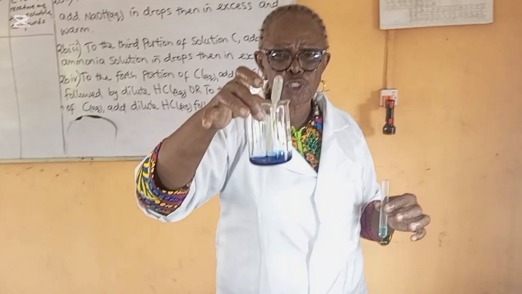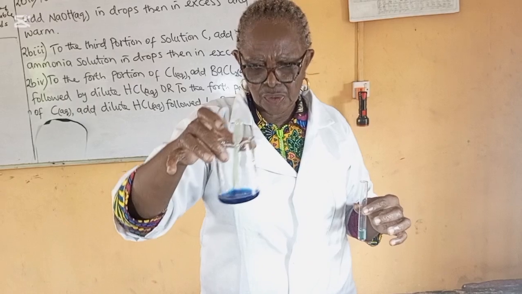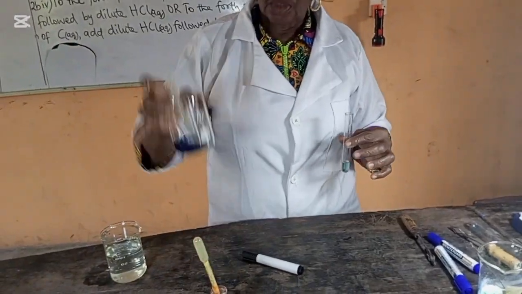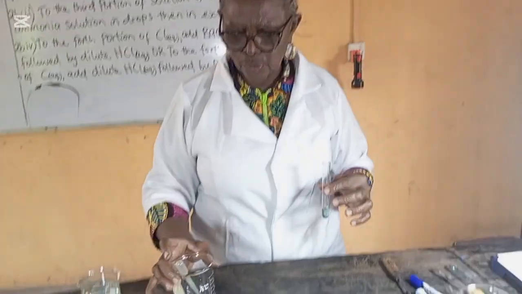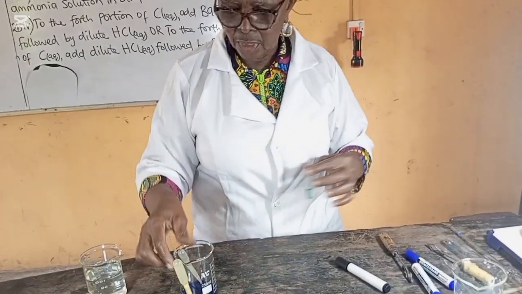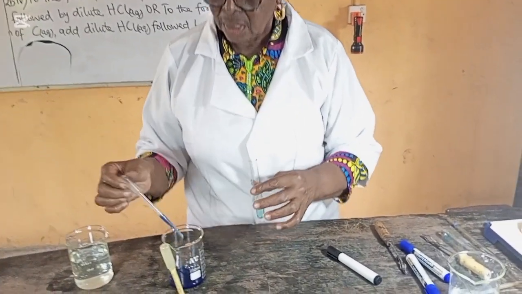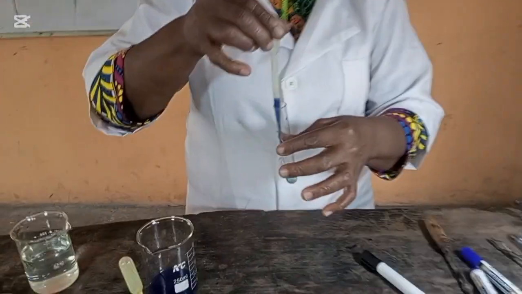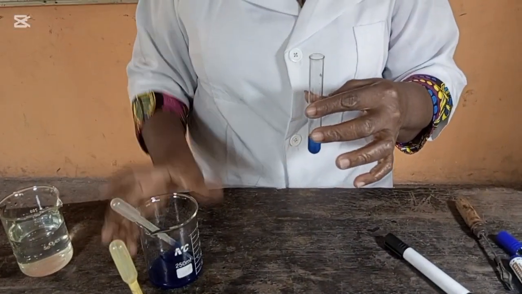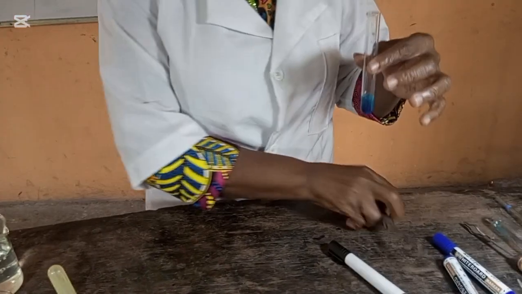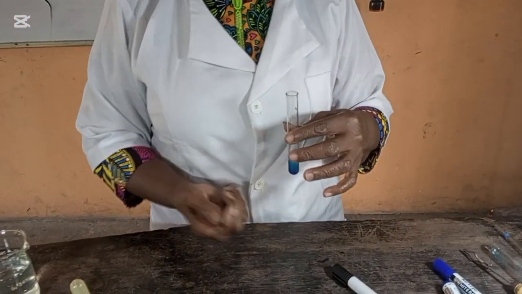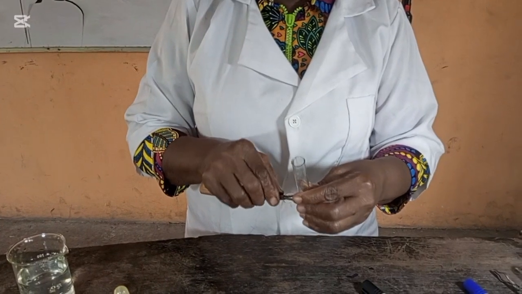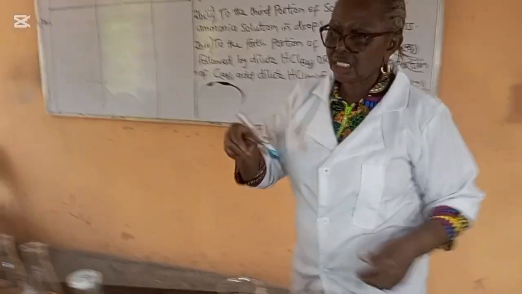This is Fehling's solution A and B mixed together. So you don't need to add A and add B. Your teacher will mix the two of them together in equal volume. You just add few drops. Then with your test tube holder, you go and heat. So you heat it.